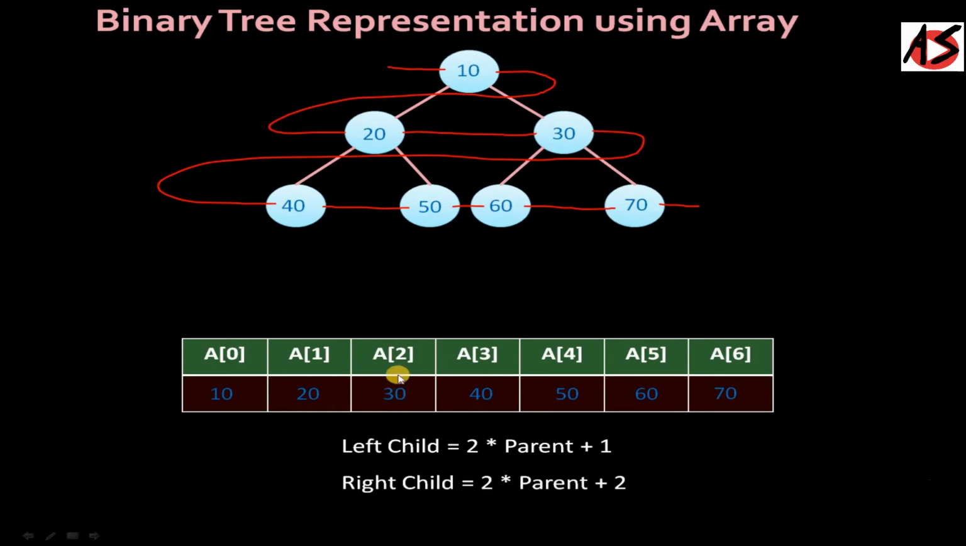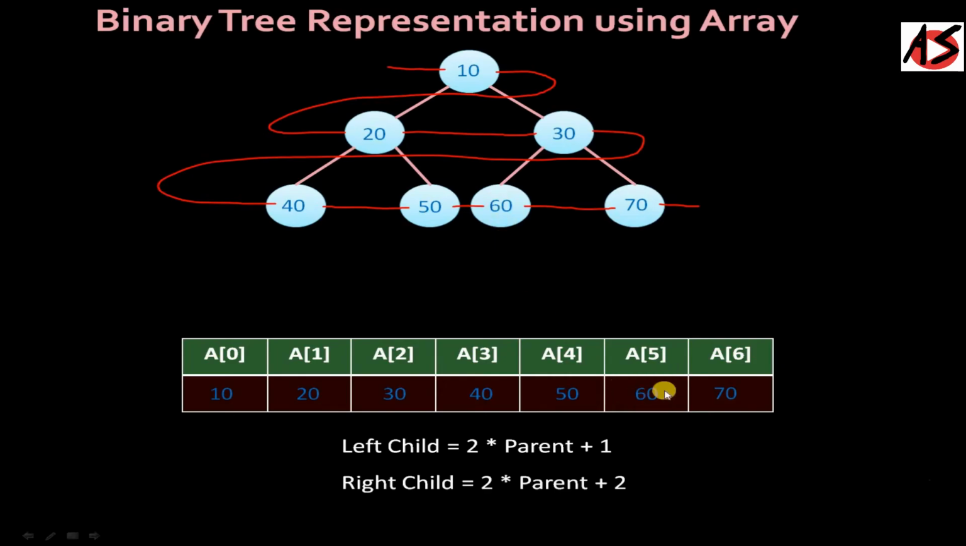Similarly, if you want to get the left child of node 30, since 30 is on the second index, you take parent equal to 2. So you get 2 multiplied by 2, that is 4. 4 plus 1, that is 5. So you get the left child on the fifth index. You can see here 60 is on the fifth index.